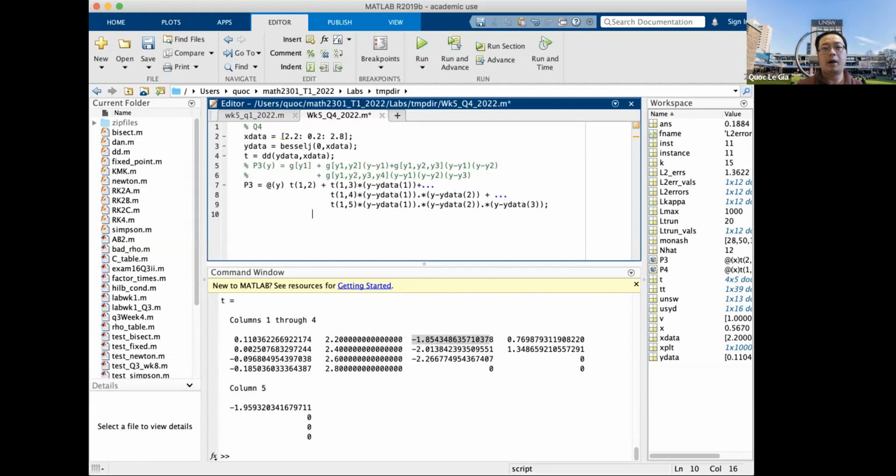Now the interesting part is here. We use p3 to approximate P, where J0 of P equals 0. Does it make sense? If I write J0 P equals 0, what does it mean in terms of the function g? It just means that P equals J0 inverse of 0, right? And remember, we defined the function g as J0 inverse.